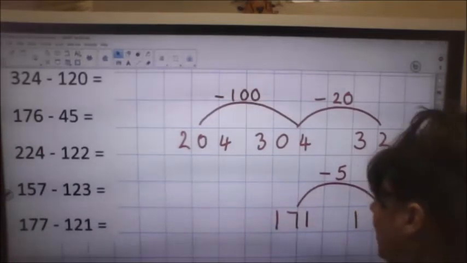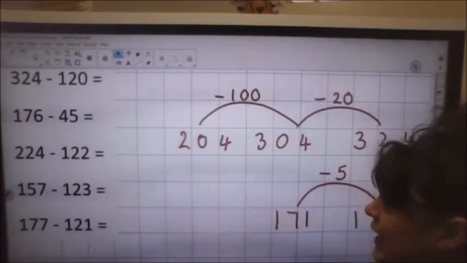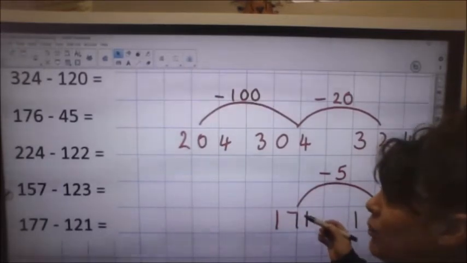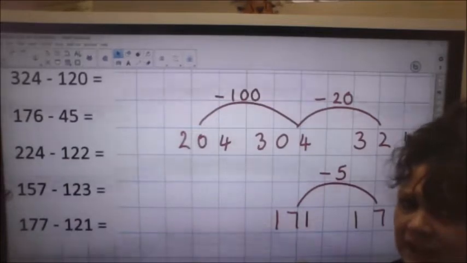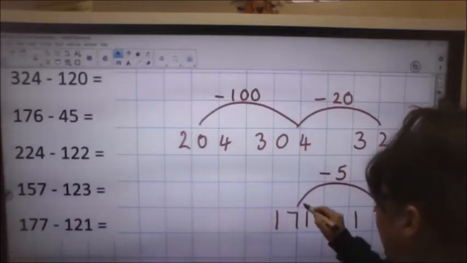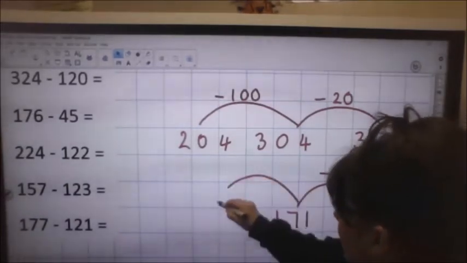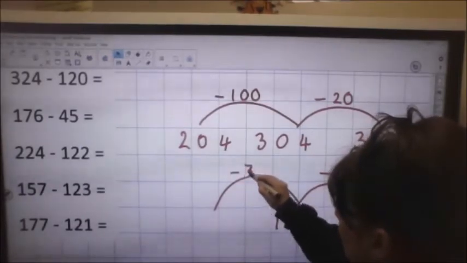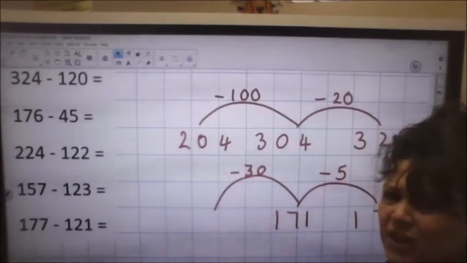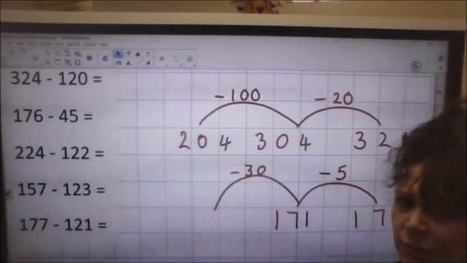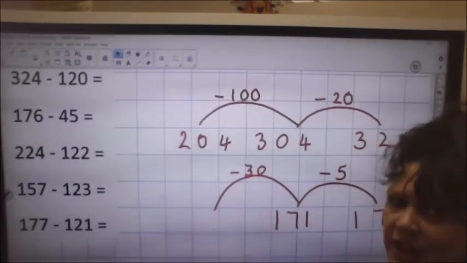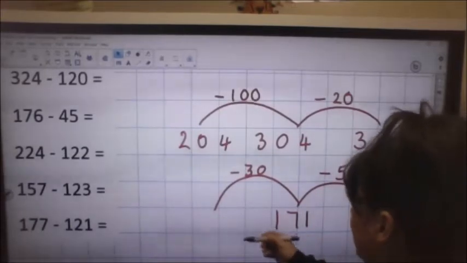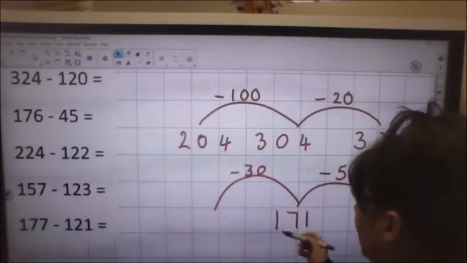So now I'm going to take away 30, I think, because that's going to be nice and easy for me to do in my head. Okay, so I'm going to take away 30. You could, if you're really confident, take away the 40 straight away. But I'm going to do it in little steps and make it nice and easy. So that's take away 30.